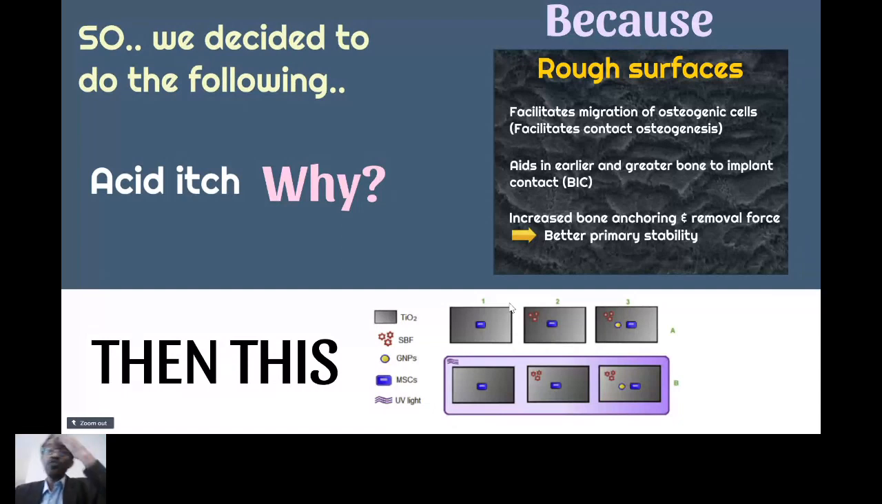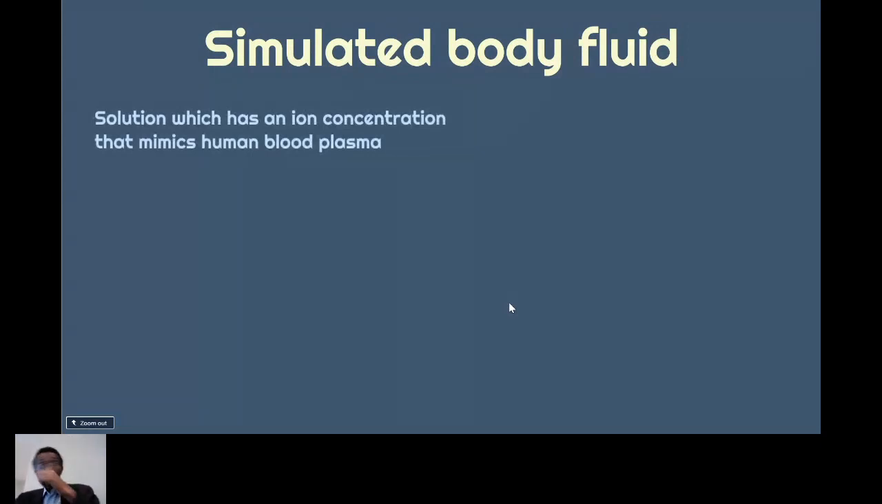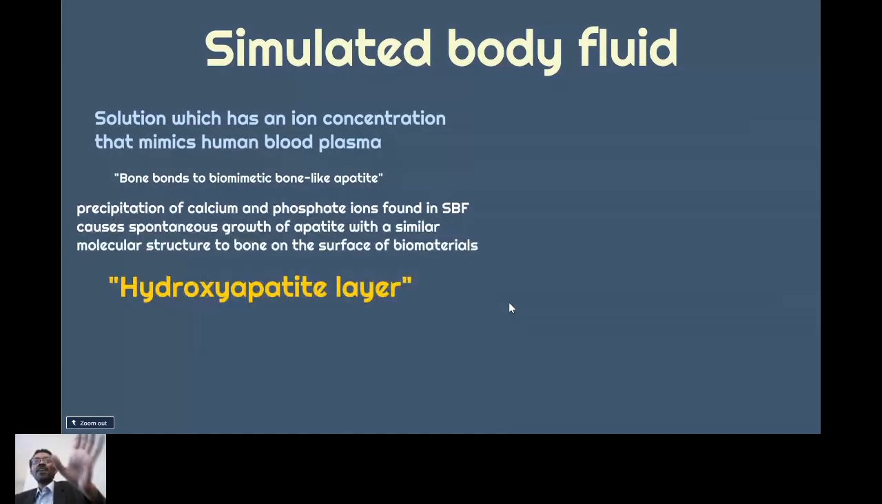And for the same groups, we did UV functionalization just to compare the effects of UV photo-functionalized surfaces and the other ones. So getting back to SBF, I want to give a quick idea about what it is. Basically, it's a solution with an ion concentration which mimics human blood plasma. So my surface becomes a biomimetic surface. It fools my cells. When the cells come, they don't just see a blank metal. They find a metal covered with a layer of hydroxyapatite crystal. So it looks more bony. So it is more user friendly, you can say.